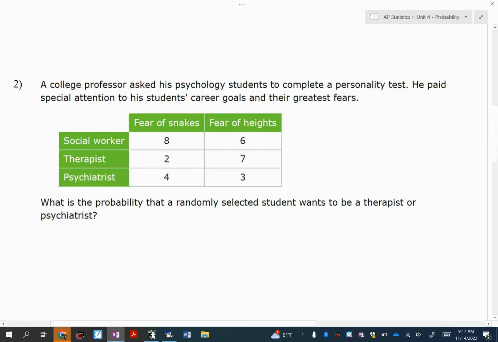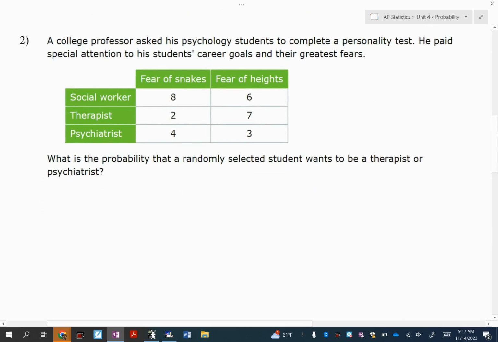Number 2. A college professor is asking his psychology students to do a personality test. What do you notice about the table? No totals. Let's do it. Total of the students that say they have a fear of snakes: 14. Fear of heights. They want to be a social worker: 14. Therapist and psychiatrist.